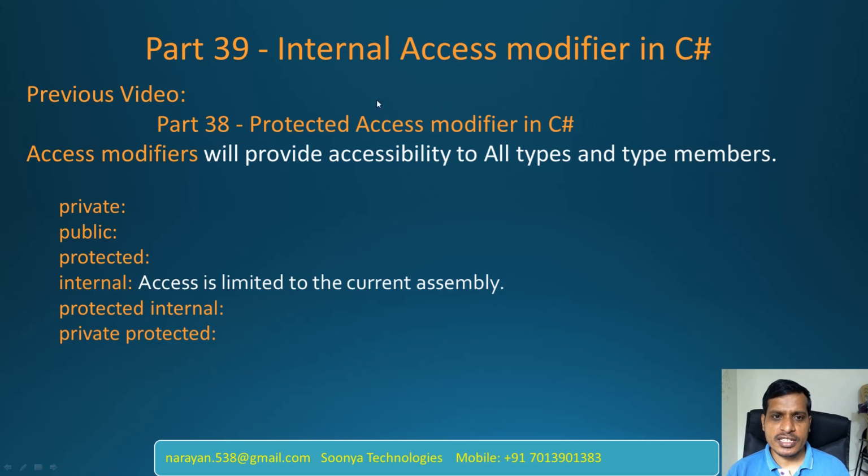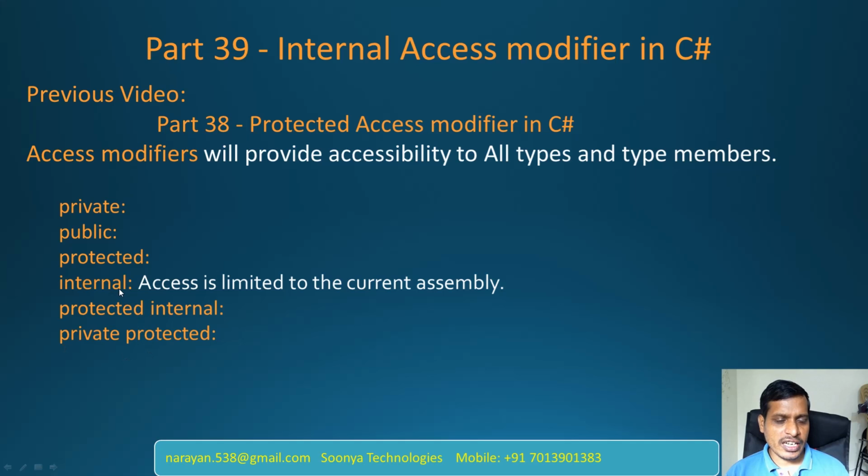Today I am going to discuss the internal access modifier in C#. This is a continuation of the previous video, part 38, protected access modifier in C#. Please go through the previous video before going through this video. What are access modifiers? Access modifiers provide accessibility to all types and their type members. Here we have different types of access modifiers: private, public, protected, internal, private protected.